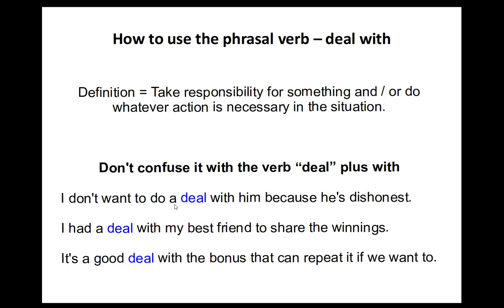You can see that it's not a verb because I've got "a." So: "I don't want to do a deal with him because he's dishonest." That usually refers to business in some way, when you make an agreement to trade or provide a service, something like that, or maybe have a contract.